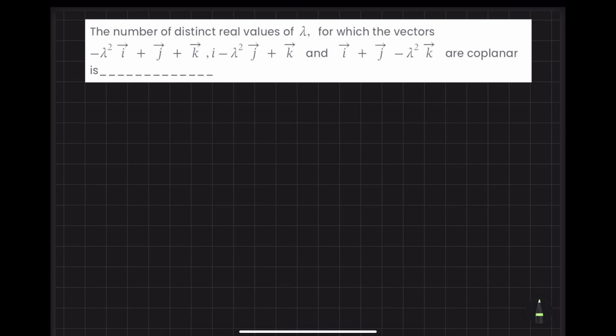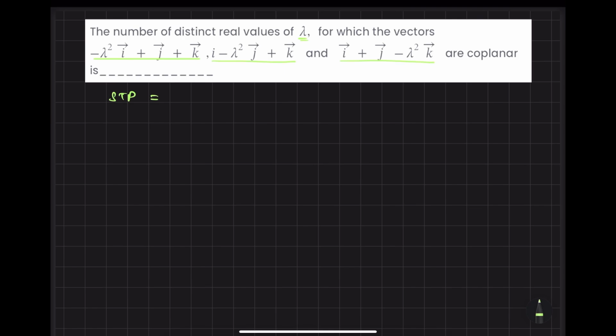So, we got a wholesome new problem which says: the number of distinct values of lambda for which the vectors, this is the first vector, second vector, and third vector, are coplanar. Now, be very careful about the word. As they are talking about coplanar, what does it mean? All these three vectors are on the same plane, which means the volume will be 0, and for volume we should take help of STP, scalar triple product or box product. So its determinant will come out to be 0, correct?